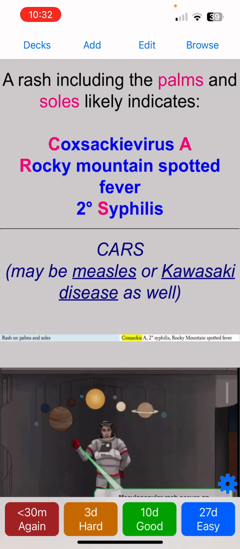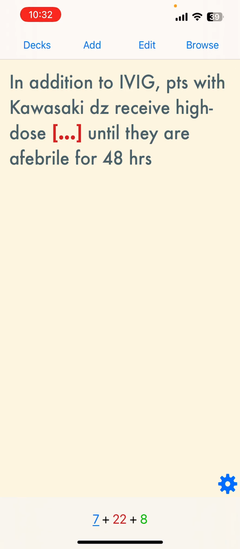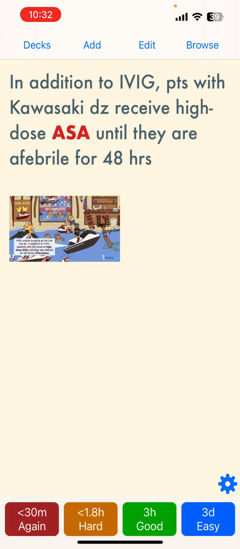Kawasaki disease. Kawasaki virus. Bro, this is such a... I'm going to reword this as well, because they said it could also be Kawasaki disease and something else. Why not just add it to the card then? Why put it as also could be? You get me? Maybe that's just me.